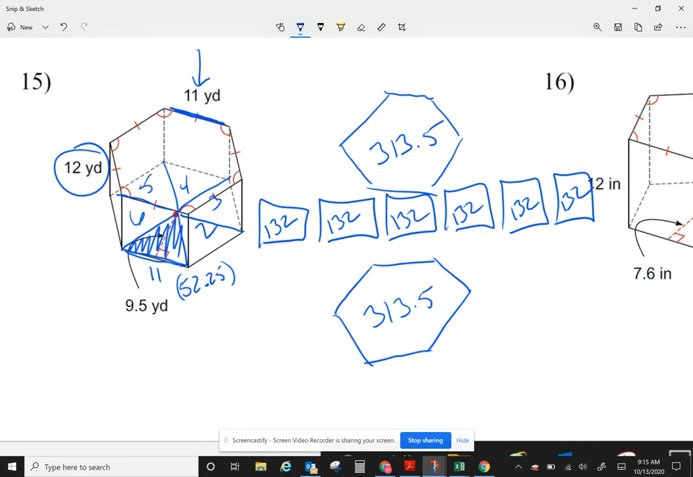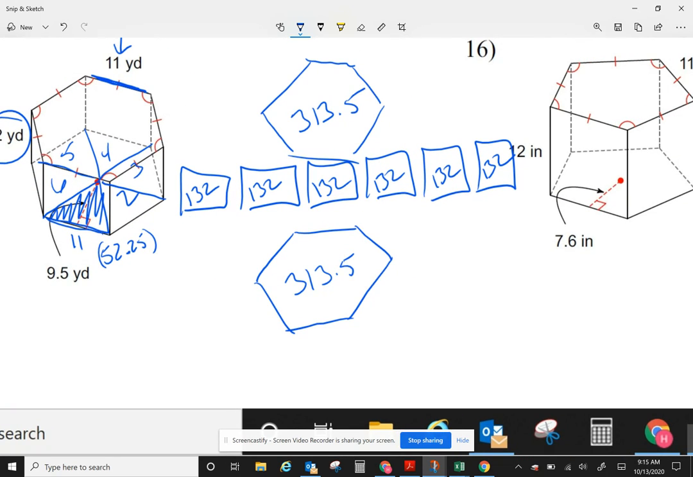All right, let me add everything. I see 132 6 times. So let me just go 132 times 6 plus 313.5 plus 313.5. My result gives me 1,419.